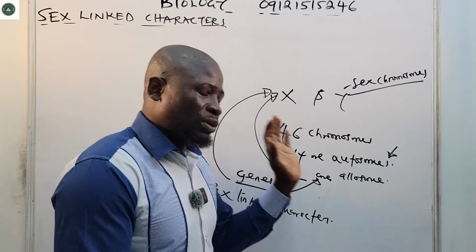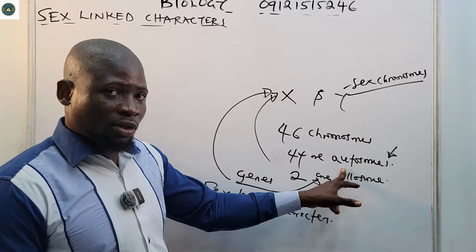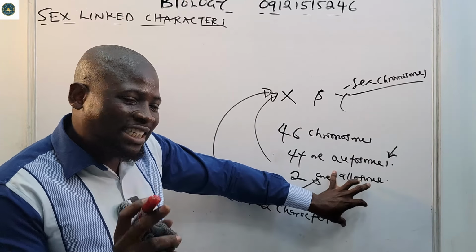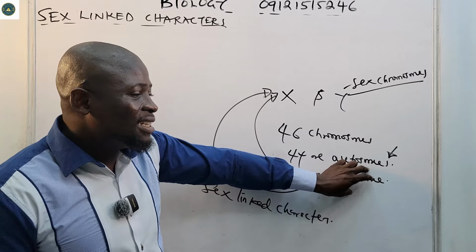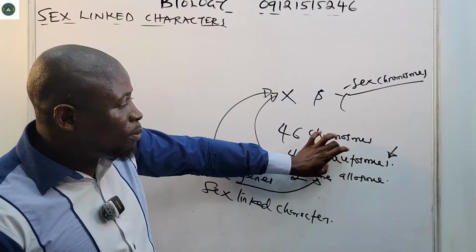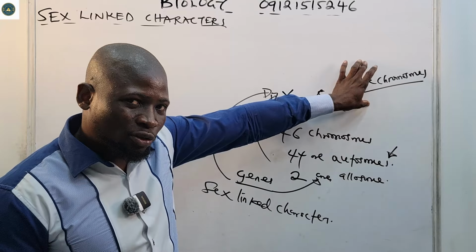We have 23 pairs of chromosomes. The first 22, which are 44, are autosomes. There are genes that are located on these autosomes. Now there are some genes that are located on the sex chromosomes instead of on the normal chromosomes. Some genes are located on these sex chromosomes.